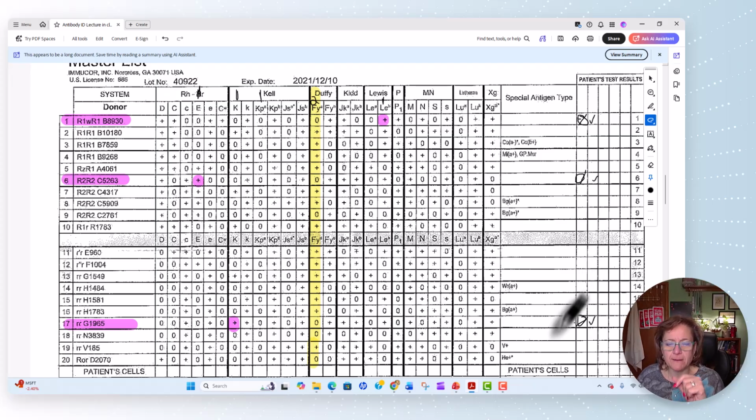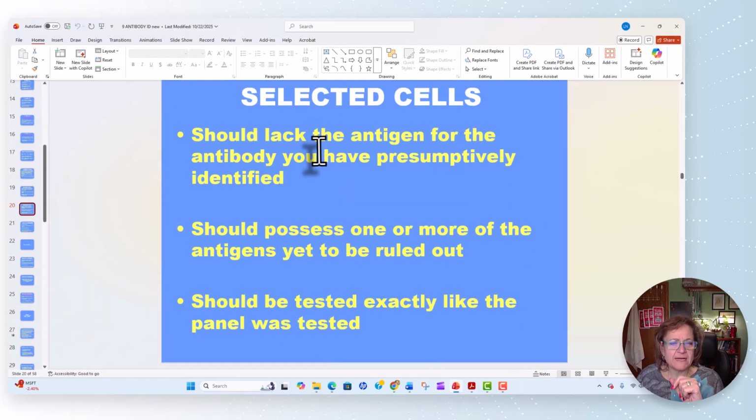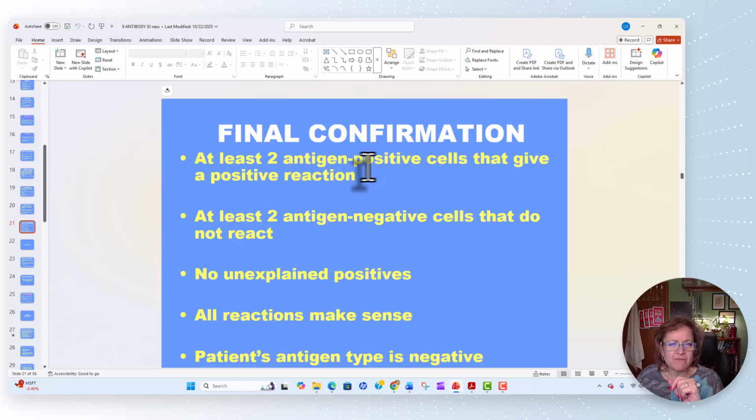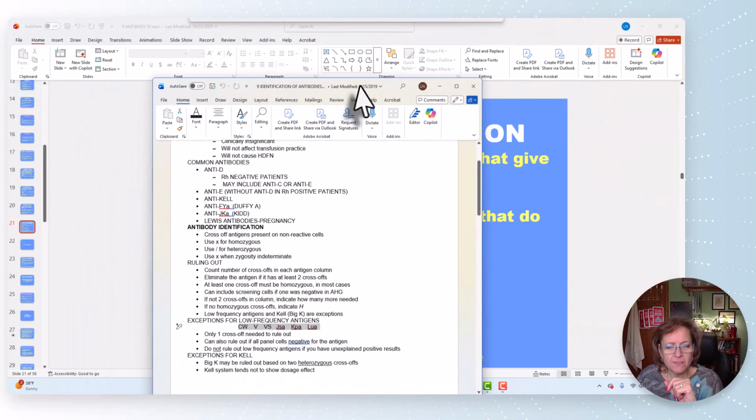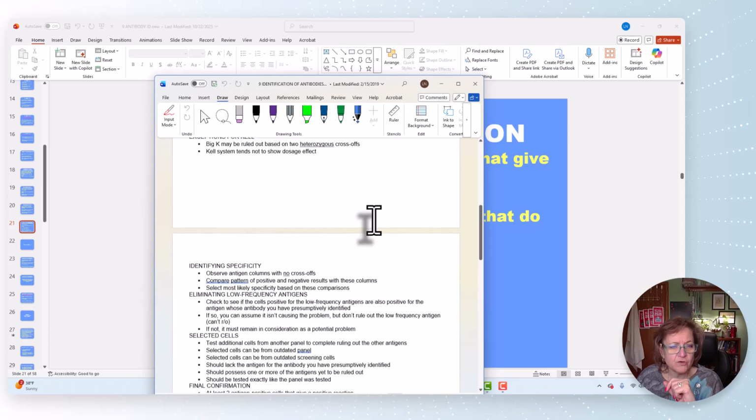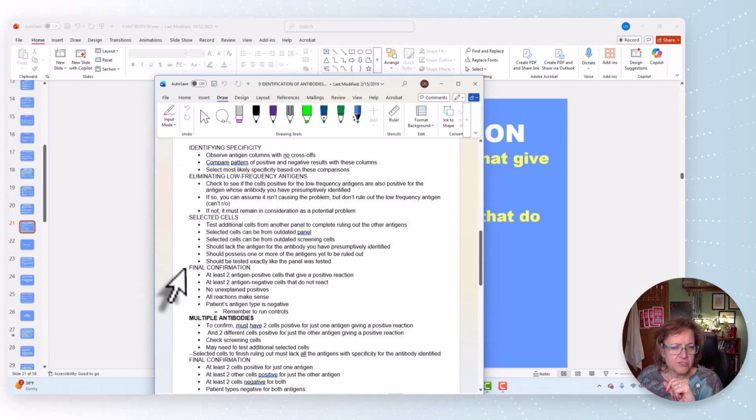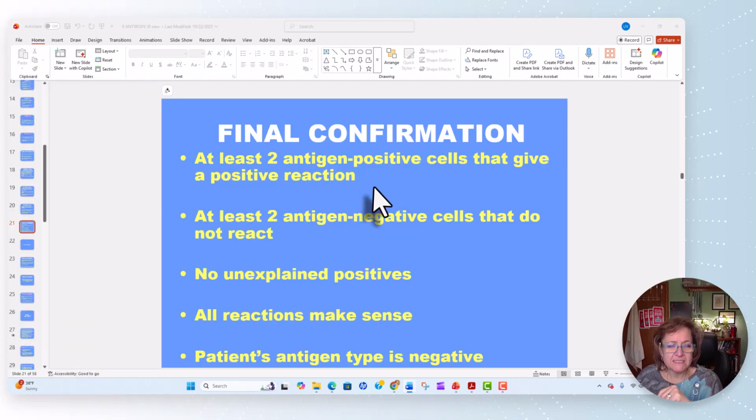So we get to the final sets. For final confirmation, and this is again on this handout, if you scroll to page 2, final confirmation right here. And then we move into multiple antibodies. Final confirmation is at least 2 antigen-positive cells that give a positive reaction, at least 2 antigen-negative cells that do not react, no unexplained positives, all reactions make sense, and the patient antigen typing is negative. So that'll be the last thing we do: we'll look for example, a Duffy A, look at this patient's cell and make sure it does not have Duffy A. And you're always going to run controls with that.